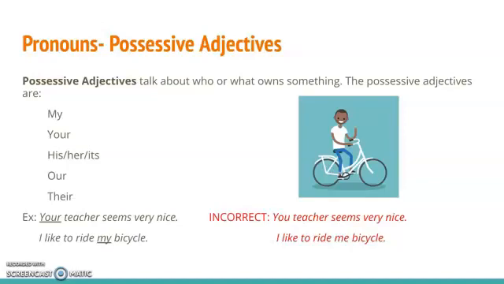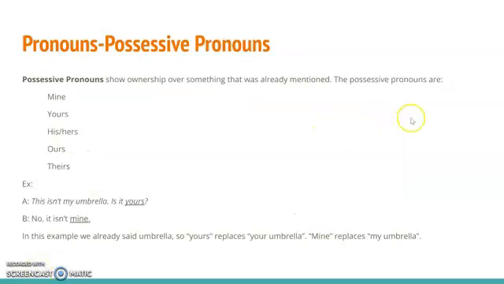And if you remember, adjectives are something that describe a noun. And so a possessive adjective, the my or the your or his, her, its, is describing this noun here, right? So it's my bicycle. Not just a bicycle, it's my bicycle. If that helps you to remember it that way.